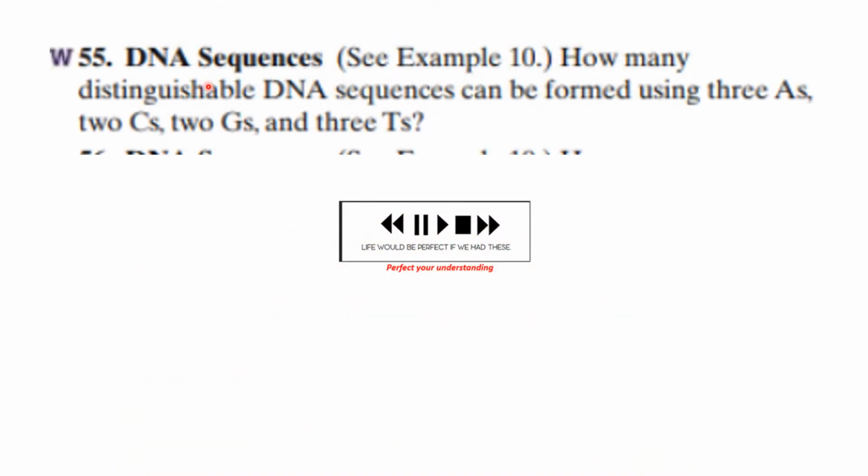Okay, here's a problem for you to tackle then. How many distinguishable DNA sequences can be formed using 3 A's, 2 C's, 2 G's, and 3 T's? You know what to do. Let's see how you do.